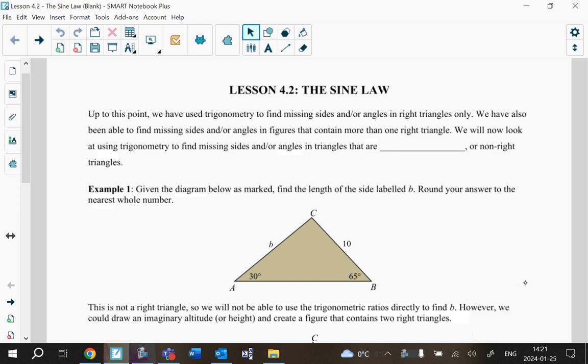We've talked about reviewing right triangle trigonometry, okay? And of course, the restriction on that is that it's right triangle trigonometry. We can only use it for right triangles. What happens if we deal with non-right triangles? Well, there's a couple ways that we could go about it. So I'm going to ask you to think about this one.